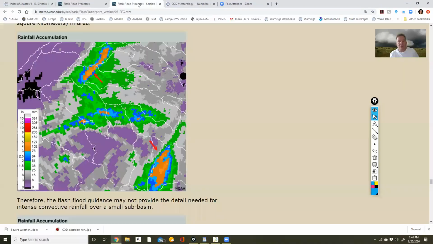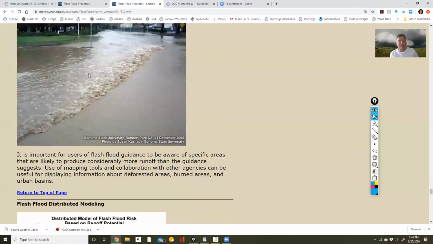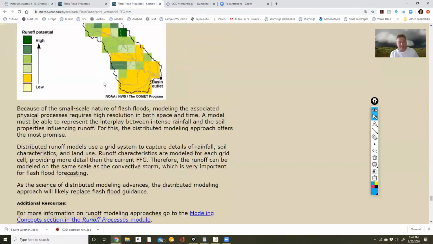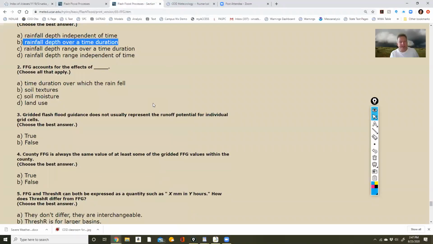So when you go to this section, this is rainfall accumulation. This is QPE. And we know something about this is what it looks like when there's flood. So what is flash flood guidance? Here's the deal. So important. It is rainfall depth over a time duration. How much rain over time duration? Okay, that's kind of important.